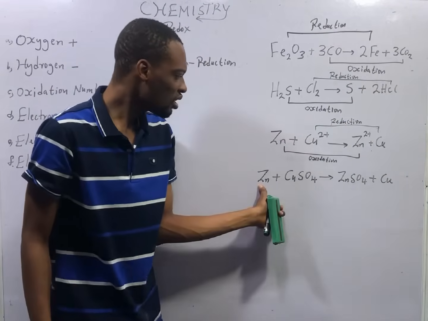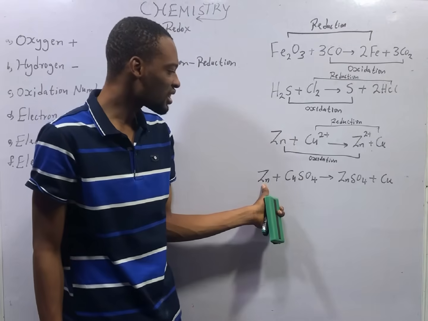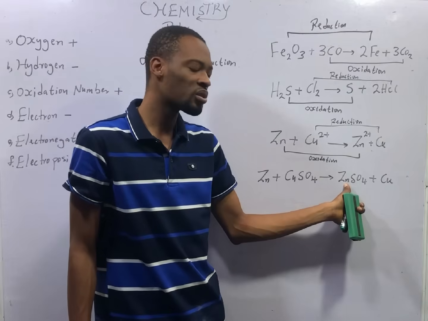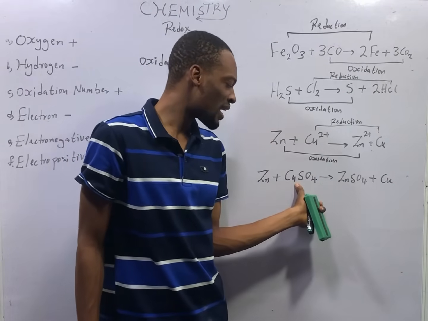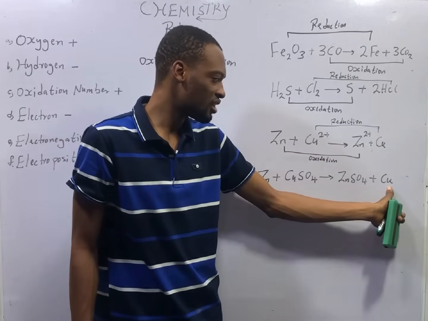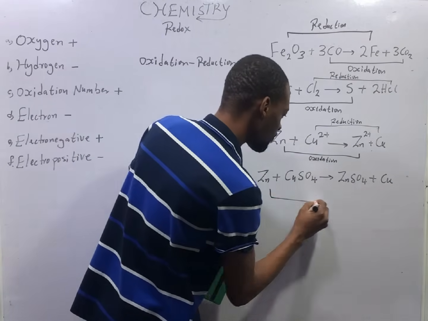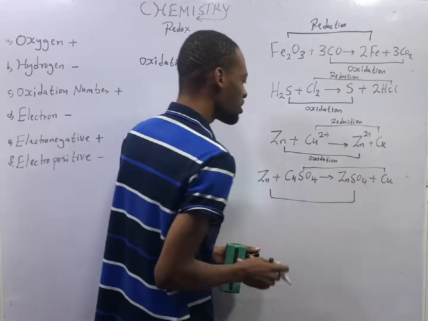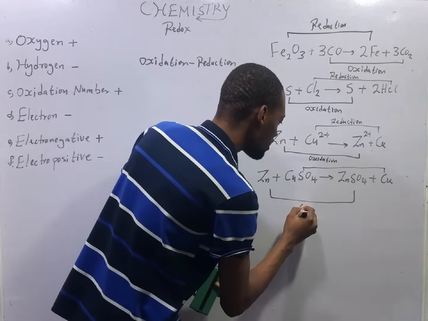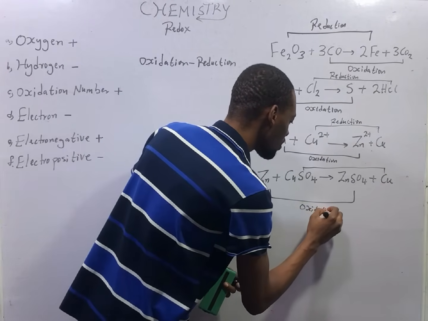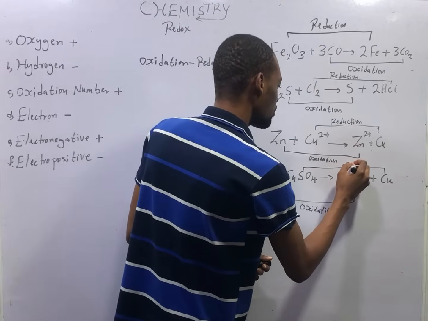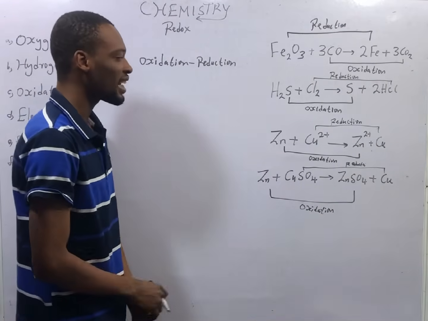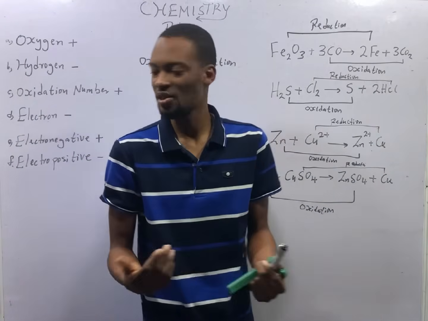Now look at here. The oxidation state of zinc here is 0. But here, the oxidation state has increased, or the oxidation number. The oxidation number of copper here is not 0, but here it is 0. So, from here to here is increase in oxidation number. From here to here is decrease in oxidation number of zinc. So here is oxidation, and here is reduction. We shall see that under calculations very, very soon.